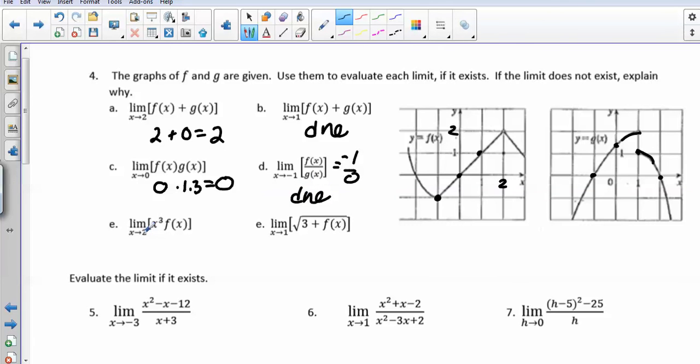The limit as x approaches 2 is 2 on f of x. So let's see, f of x is 2. And then it says x cubed, so x is of course 2, so that's 2 cubed times 2, which should give you 16. And the limit as x approaches 1 of square root 3 plus f of x. So as x approaches 1, your y value is also 1. So I have the square root of 3 plus 1, the square root of 4, which equals 2.